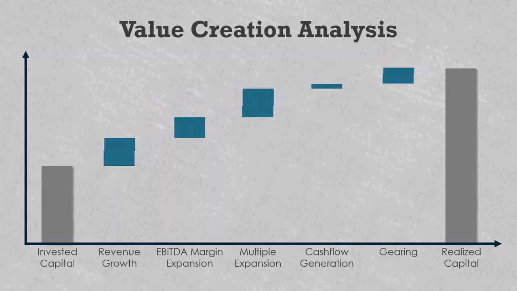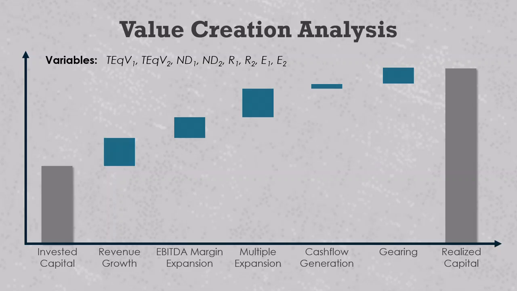Before we do our market splits, we have 5 value drivers: revenue growth, EBITDA margin expansion, multiple expansion, cash flow generation, and gearing. To build this, we only need 4 metrics. They are the entry and exit, total equity value, net debt, revenue, and EBITDA. And that's it, only 8 numbers per company.